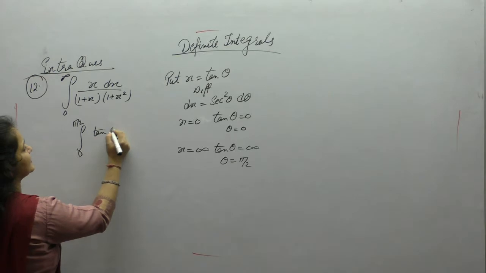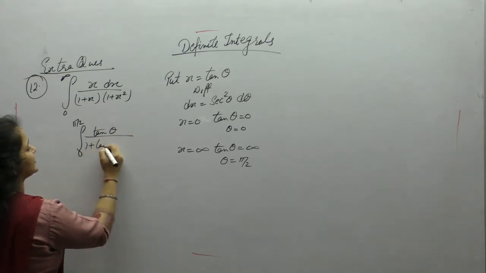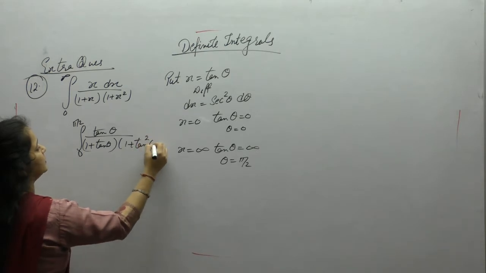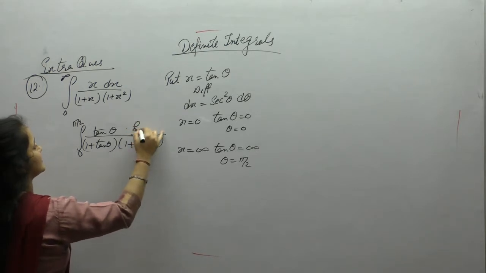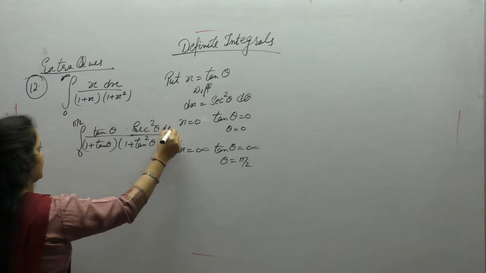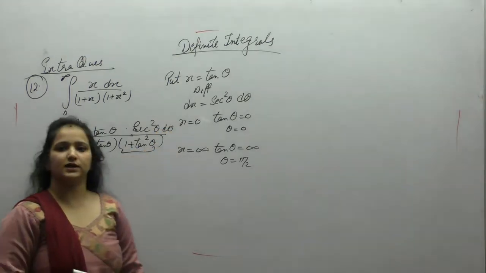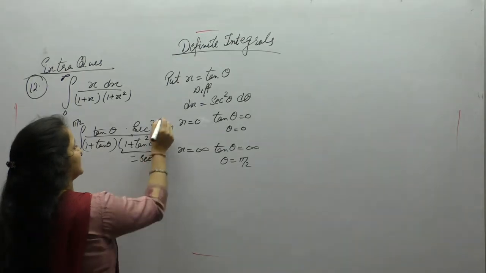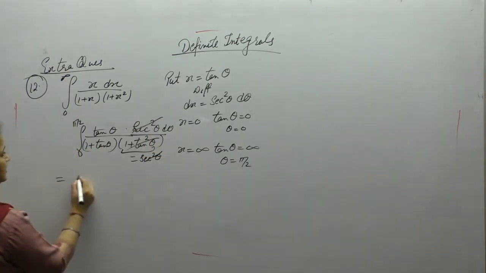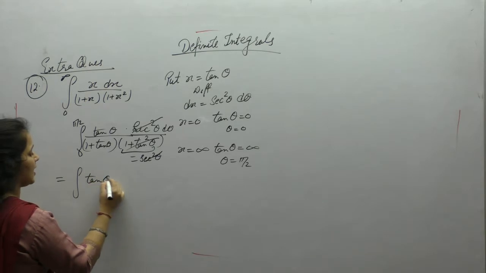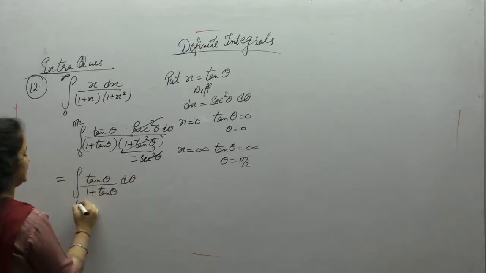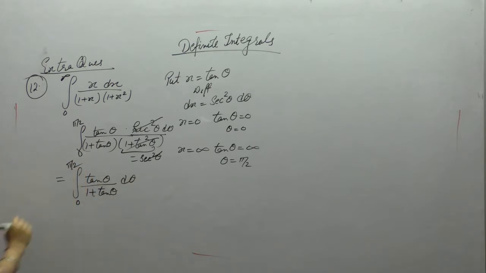X is tan theta upon 1 plus tan square, dx is sec square theta d theta. 1 plus tan square is equal to sec square theta, so this and this will cancel. We have tan theta upon 1 plus tan theta d theta, limit is 0 to pi by 2.